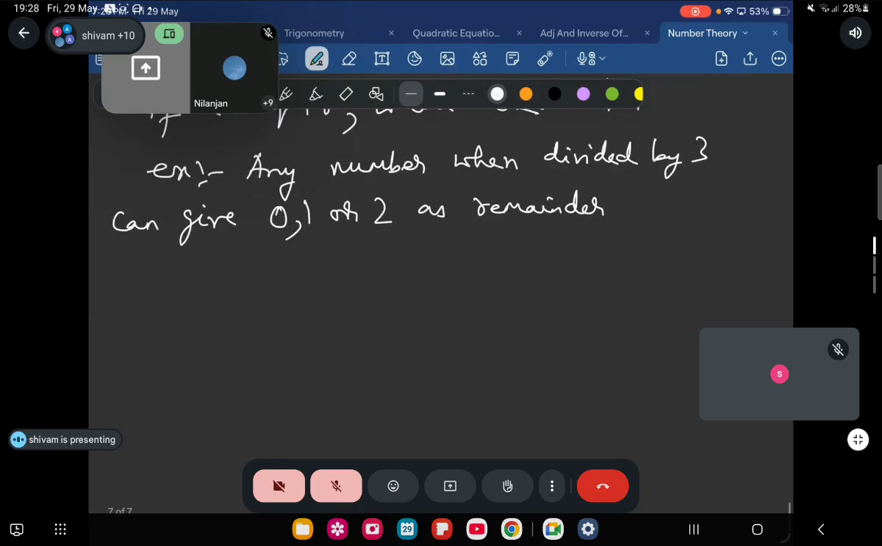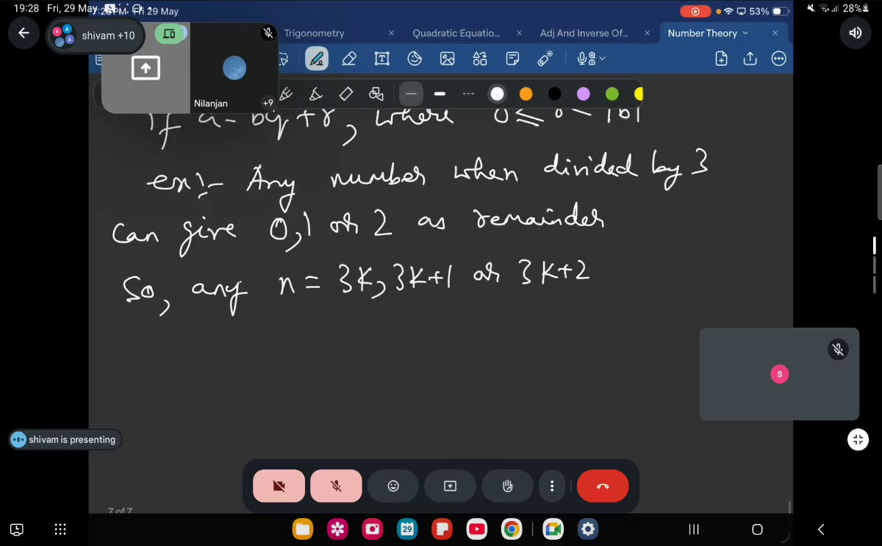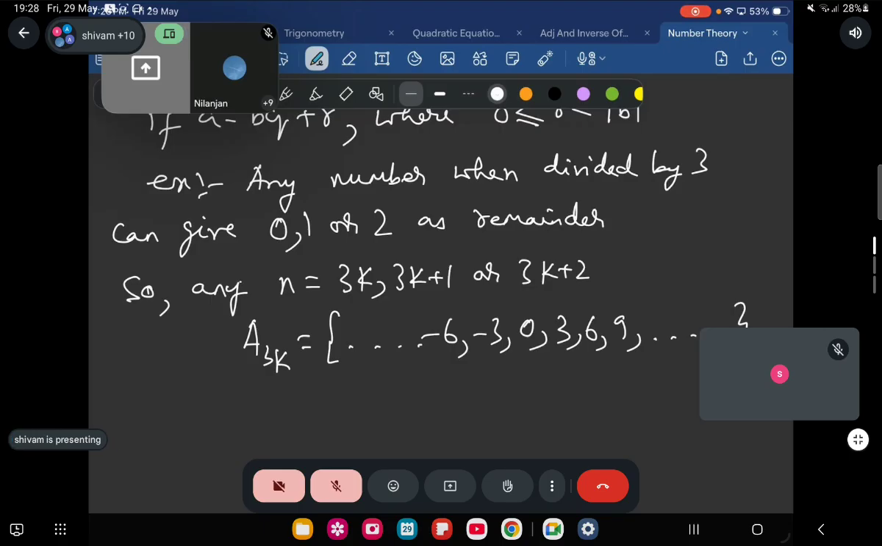So can I say, everyone, that any natural number n can be written in the form of 3k or 3k plus 1 or 3k plus 2. What are the elements in 3k? Dot dot dot, minus 6, minus 3, 0, 3, 6, 9, dot dot dot. These are the integers which are of the form 3k.